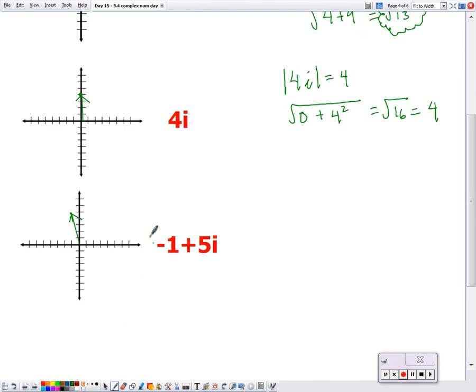To find the absolute value of negative 1 plus 5i, a little longer, take a minute, pause the video, and find it yourself. To find the absolute value of negative 1 plus 5i, which is the length of this lovely green arrow, we're going to do the same thing, which is take the square root of the real component squared plus the imaginary component squared. Notice that I don't put the i here, I just put the 5. And that would be the square root of 26, which doesn't reduce, so we're done.